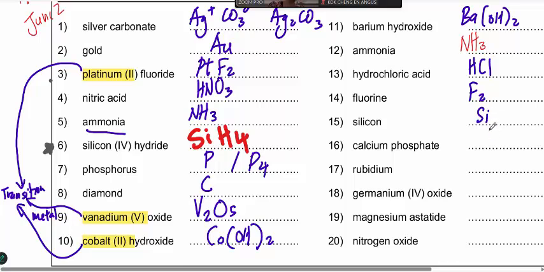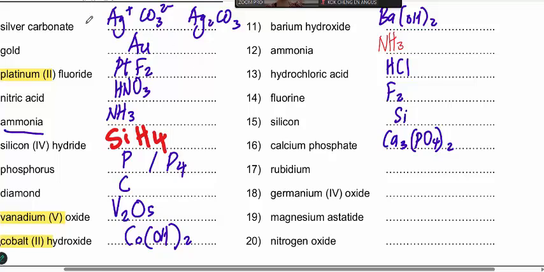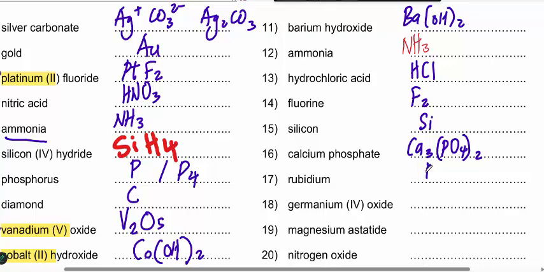Fluorine, silicon, calcium phosphate. Do you get this correct? Okay. Rubidium, germanium, GeO2. Same thing as just now. Four means you have to cancel out with oxygen.